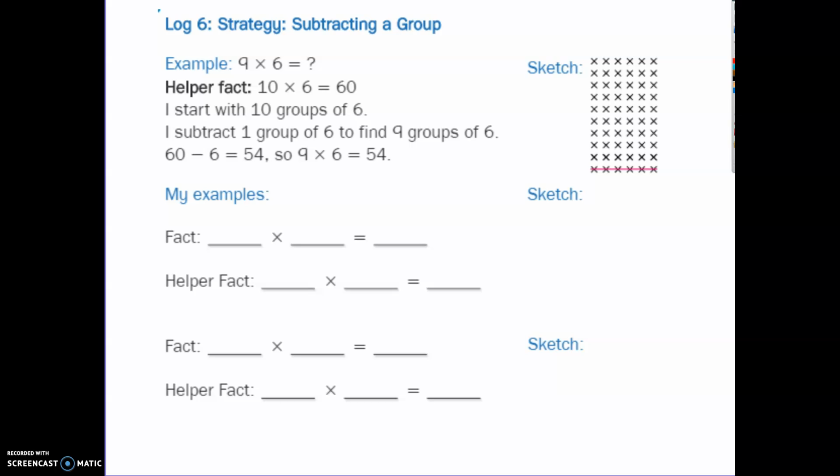We worked with subtracting a group. I want to know what 9 times 6 is. I don't know that, but I know 10 times 6. So I can figure out 10 times 6 and then take away a group. Same thing. So if I want to know what 4 times 7 is, I don't know that, but I know 5 times 7 is 35. So I need to take away a group of 7, and I'm going to get 28. I can do that with making an array. Make an array for 5 times 7, and then just crossing off my last group.